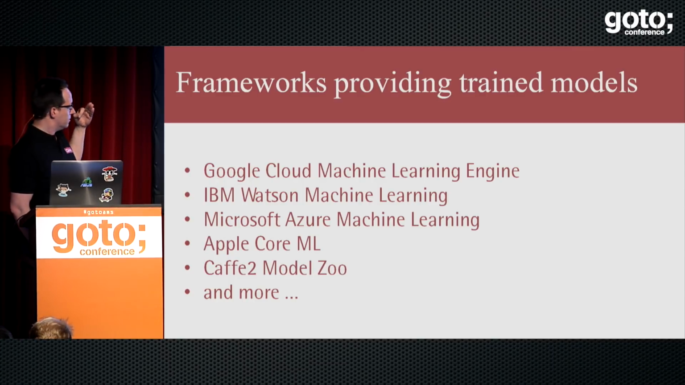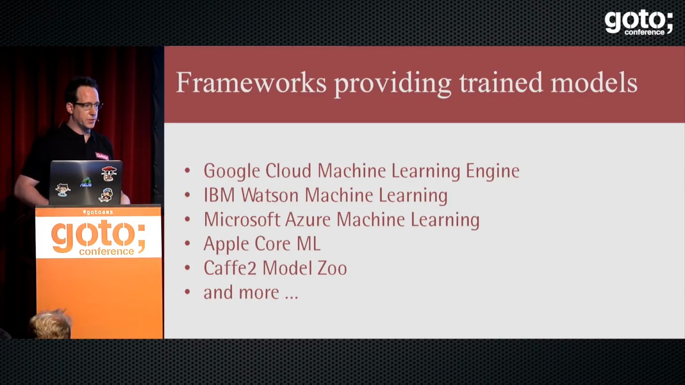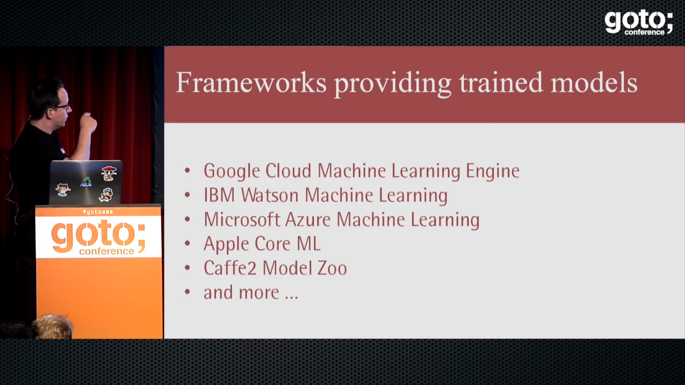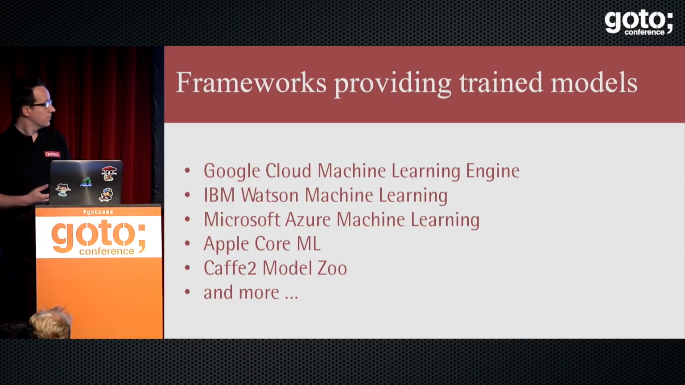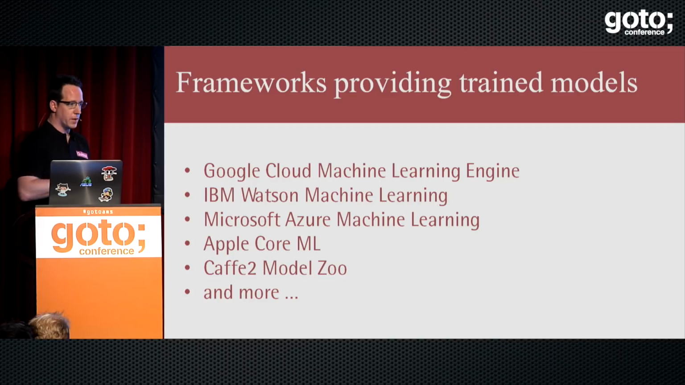Caffe2 has a whole model zoo, which you can download and use. But the first 4 actually provide APIs that you can directly use in your application. IBM Watson was, by the way, a byproduct. Of course, after they did the Jeopardy thing, they had a very nice question-answer mechanism, but they also learned a whole lot and provided those APIs for the public.